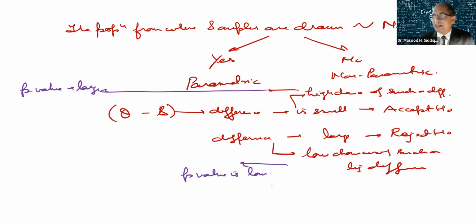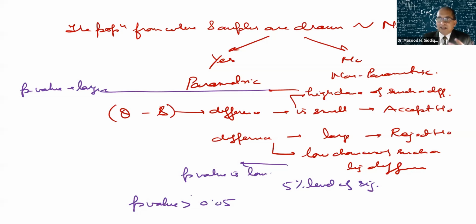Right? So how can that be done? Normally we go with the 5% level of significance. So we compare the p-value with this value. If the p-value is greater than 5%, 0.05, we consider it a large p-value. So we don't reject, we accept the hypothesis. And if the p-value is small, since the p-value is very small, means the chances of such a big difference are low, then we reject H naught. Means there is a significant difference.